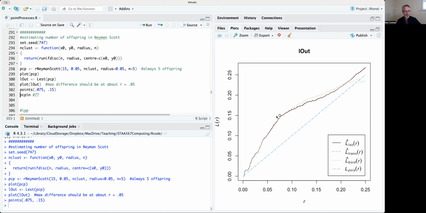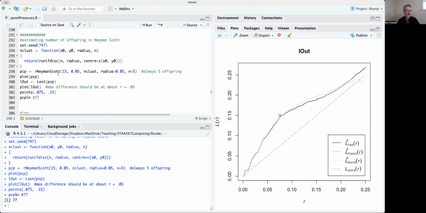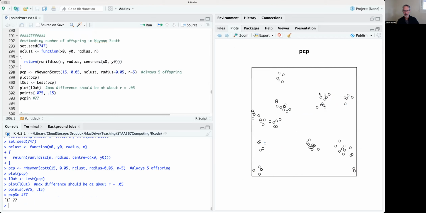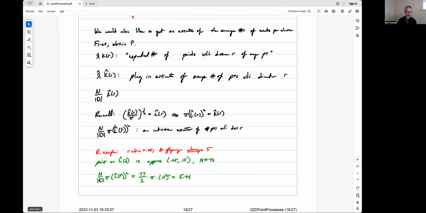So my L is 0.15. My number of points is 77, and this was generated on just a unit square. I don't actually do the calculation here, but I think it's back in the notes. So n over the area is 77 over 1. I have pi, I have 0.15 squared. I put that into my calculator and I get 5.44.